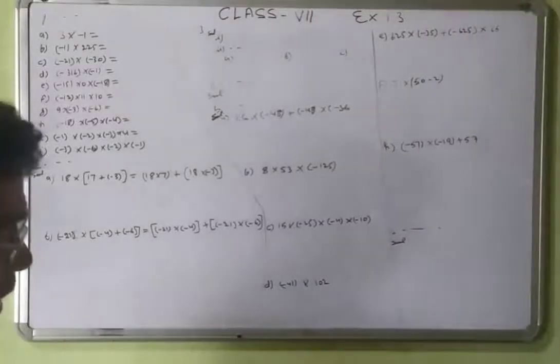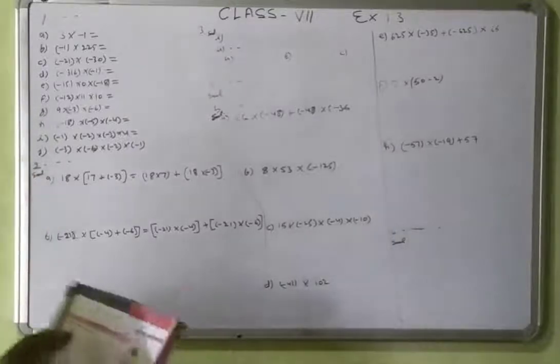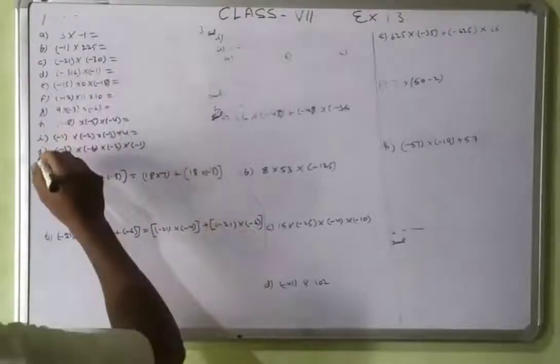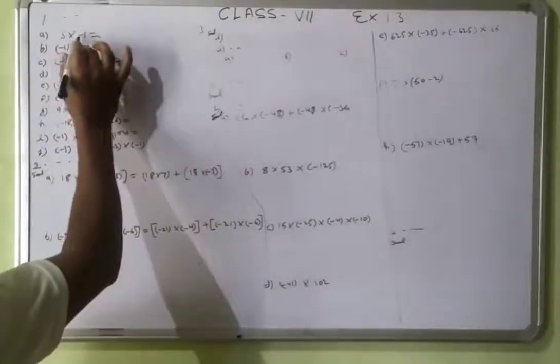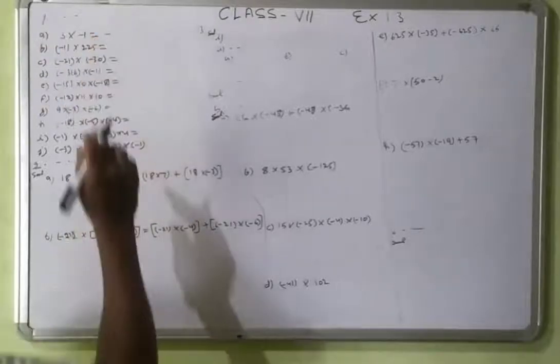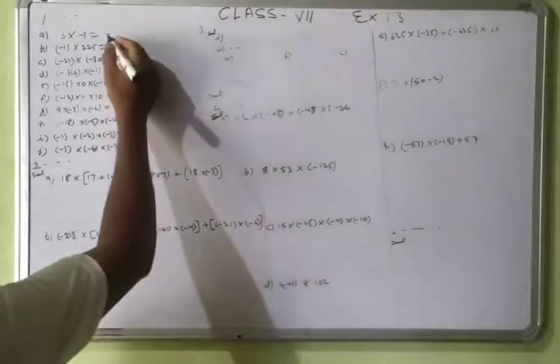Exercise 1.3, question number 1. Find each of the following products. Here you are looking at parts A to J. So plus, minus, minus, plus, minus, minus. If the minus sign occurs an odd number of times in the multiplication, then the answer will be minus.